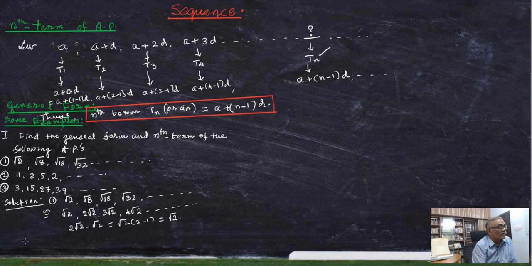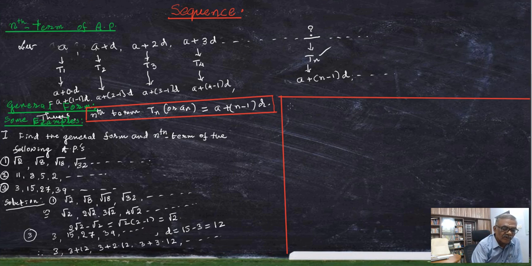One more example I would like to consider here: the third one, 3, 15, 27, 39, so on and so forth. The first term is 3 here, and what is the common difference? Common difference d is equal to 15 minus 3, that is 12. Since it is an AP, 27 minus 15 is again 12, and therefore the general form of this is 3, 3 plus 12, 3 plus 2 into 12, 3 plus 3 into 12, so on and so forth. This is the general form.